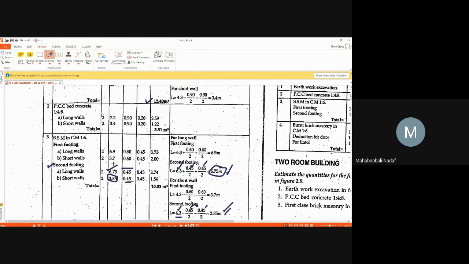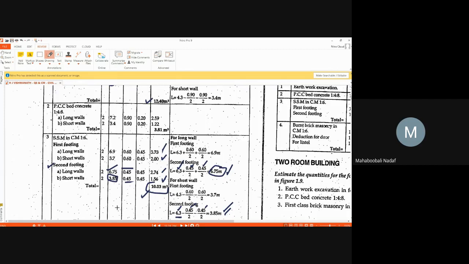So now all the columns have been entered. You need to multiply to get the quantity column. You multiply, you will get this, like this. Once you get all four different footings in different walls, you need to add long wall, short wall, first footing, second footing. When you add all the things, you will get the total size stone masonry.